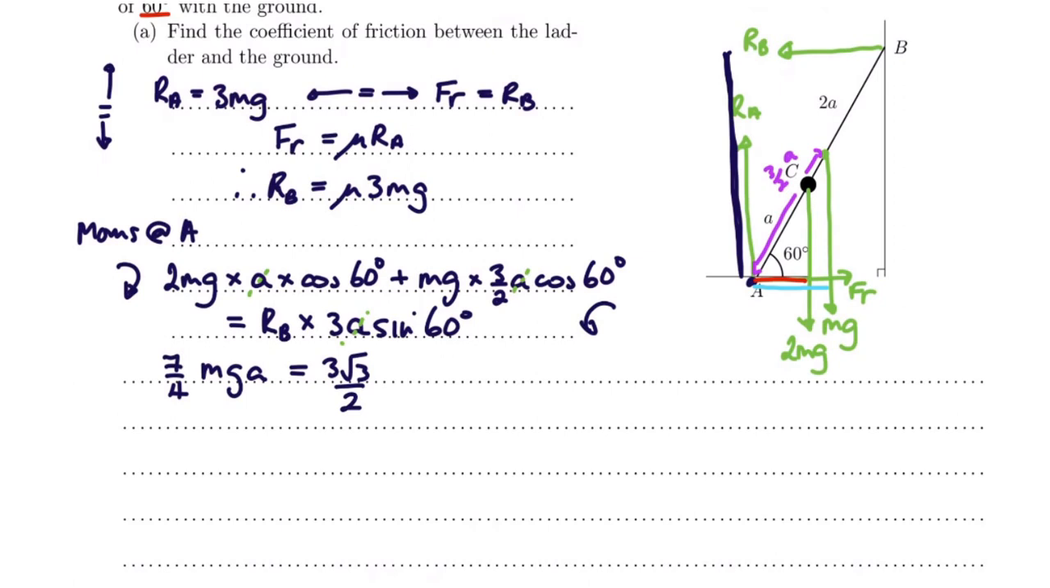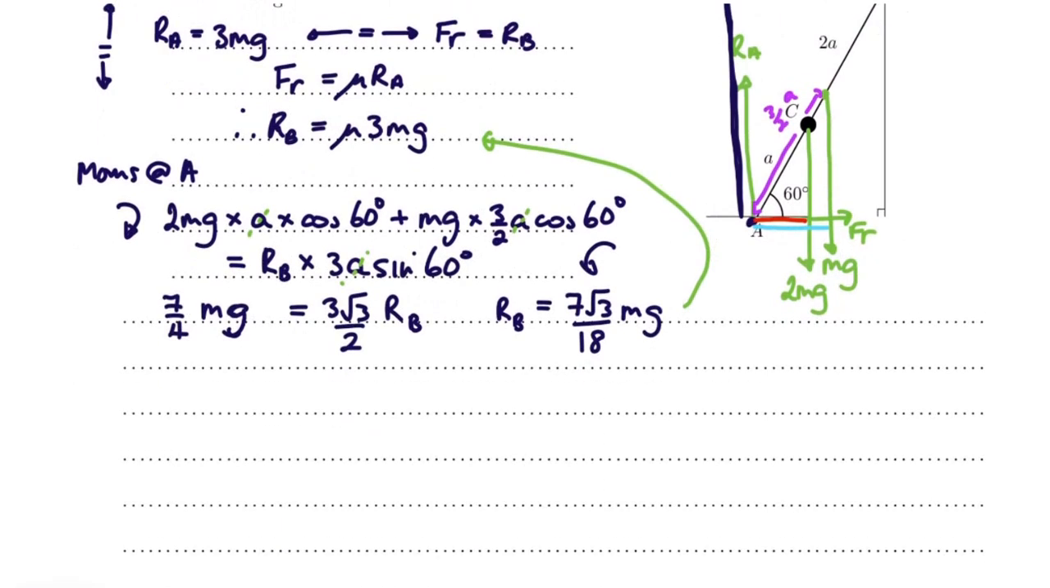I'll put an A in it, and I should have, apologies. It's 3√3/2 RB. Now if you rearrange that to get RB, you get that RB is 7√3/18 mg.